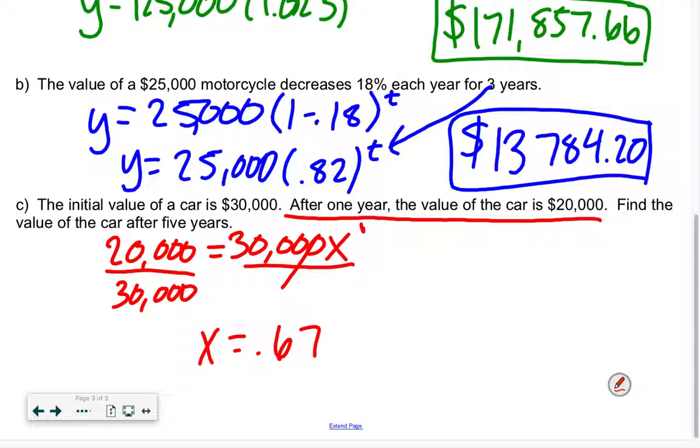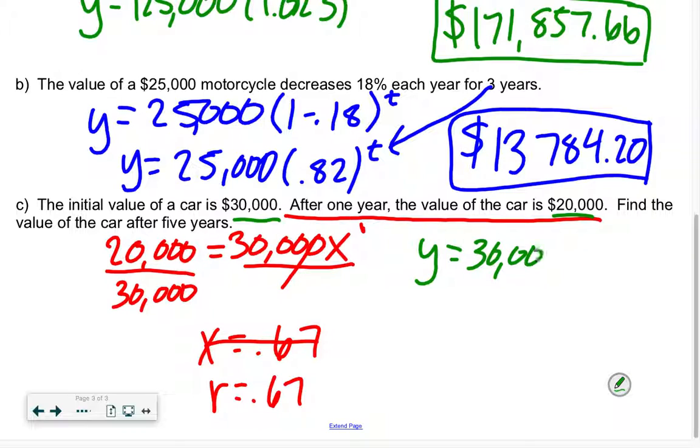Okay. Now using, I'll put an R here. My rate of 0.67, first off, growth or decay? Decay, because its initial value is 30, now it's worth 20. I'm looking for the value, so do I know my left-hand side? No, not for the 5 years. Then I have my initial value still 30,000. So is my rate that it decays 0.67, or is it 33%?